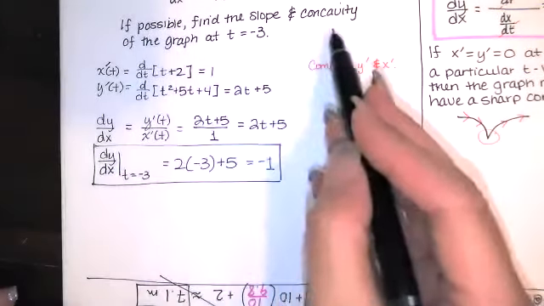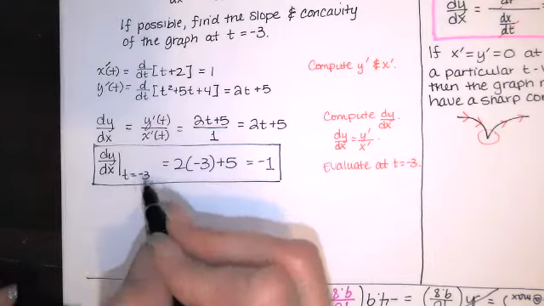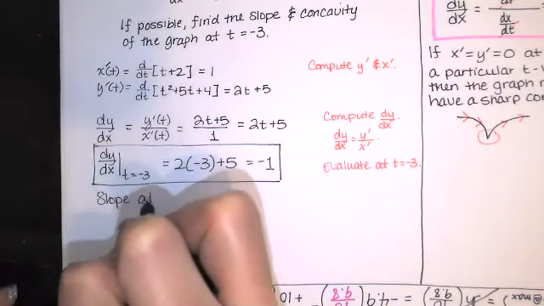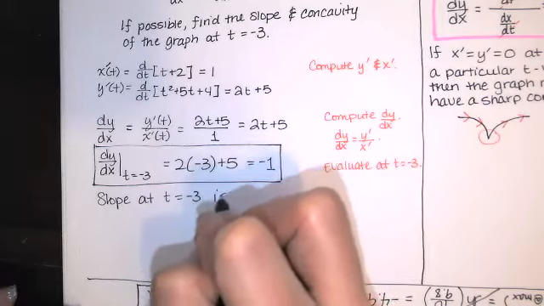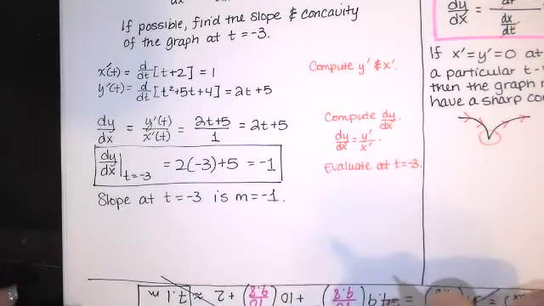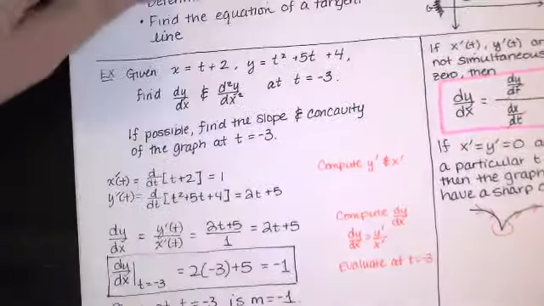And later they say, if possible, find the slope and concavity of the graph at t equals -3. This represents slope. Remember, the first derivative gives you slope. Or the slope when t equals -3, if t represented time, is -1. Now to visualize this, I think I want to try to graph this function. So I have x equals t plus 2 and y equals t squared plus 5t plus 4.